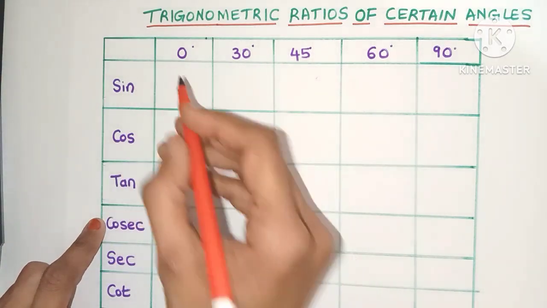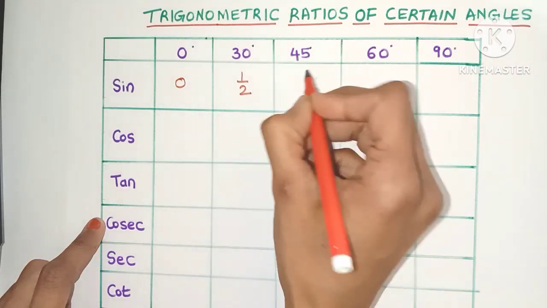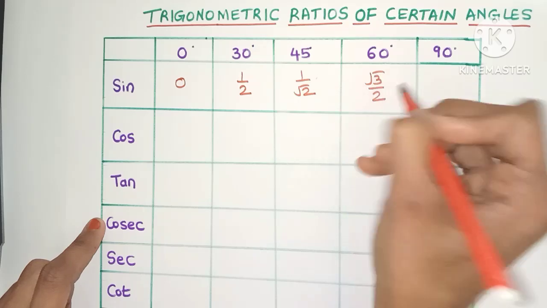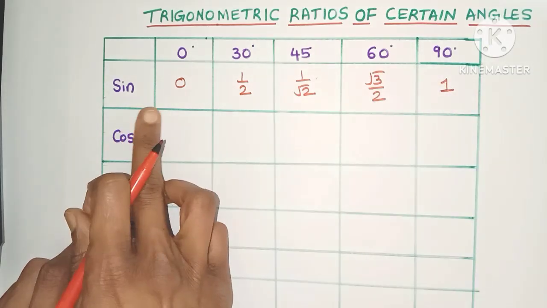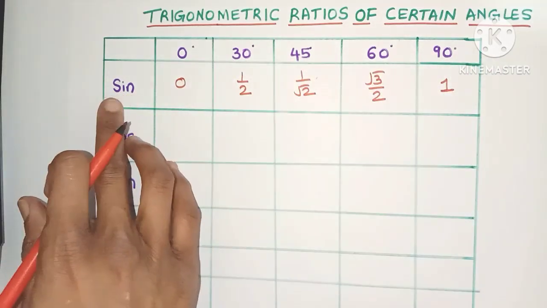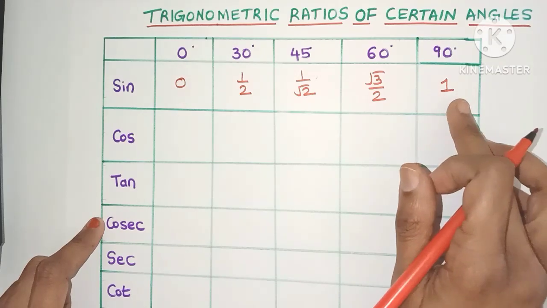Now sine of 0 is 0. Okay, sine 30 is half, sine 45 is 1 by root 2, sine 60 is root 3 by 2, and sine 90 is 1. So friends, as you can see, as your angle increases, the sine ratio also increases till it reaches 90 degrees. Did you see that?